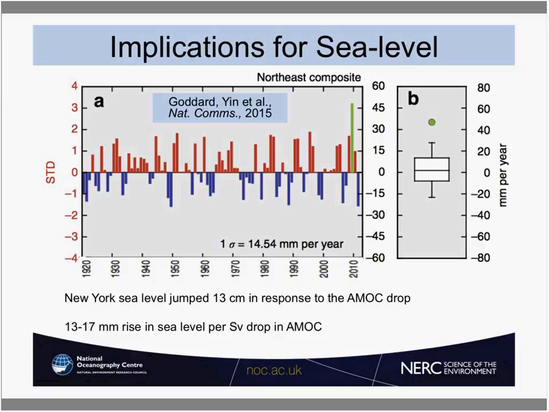The authors state that there's about a 13 to 17 millimeter rise in sea level per sverdrup drop in the AMOC. Now, I think it's a very important societal consequence for the densely populated seaboard of the United States, on top of rising global sea levels. If you overlay a decrease in AMOC on this, you really are in a precarious sea level rise scenario.